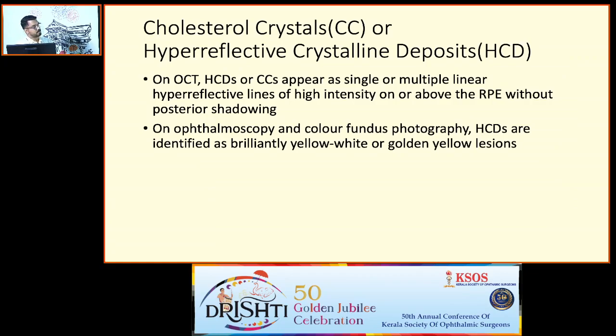On OCT, hyperreflective crystalline deposits or cholesterol crystals appear as single or multiple linear hyperreflective lines of high intensity on or above the RPE without posterior shadowing. On ophthalmoscopy and color fundus photography, HCDs are identified as brilliantly yellow-white or golden yellow lesions.